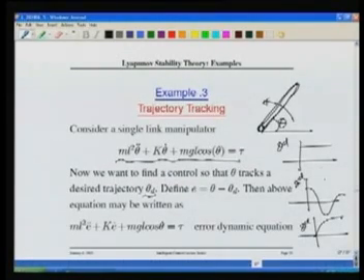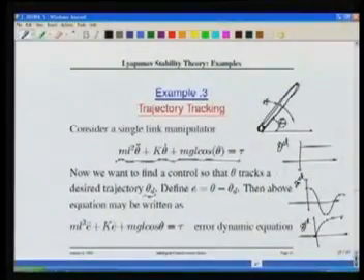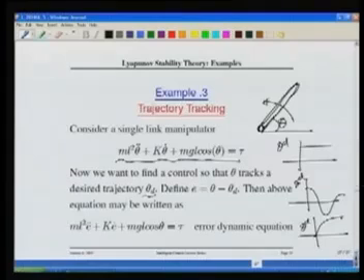So the objective is, what should be my control law, that is, how much torque this motor should develop and apply to this link, such that the link follows this desired theta angle. The angular position of the link should always follow the given theta d, the desired angular position. So for that we define E equal to theta minus theta d.